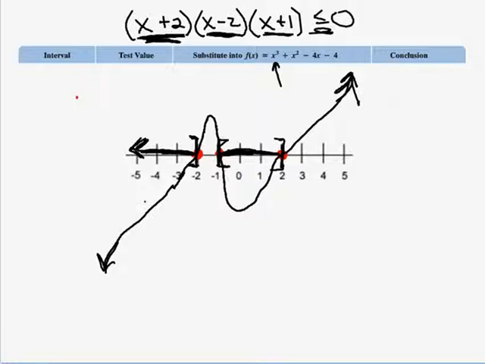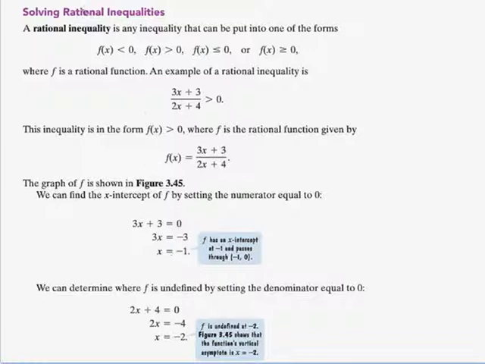Alrighty, that was pretty fun. Let's see what's going on next. Time for rational inequalities. Remember, rational inequalities just look like fractions. There are numerators and denominators. A rational inequality is any inequality that can be put into these forms: f of x less than 0, or greater than 0, less than or equal to, greater than or equal to.